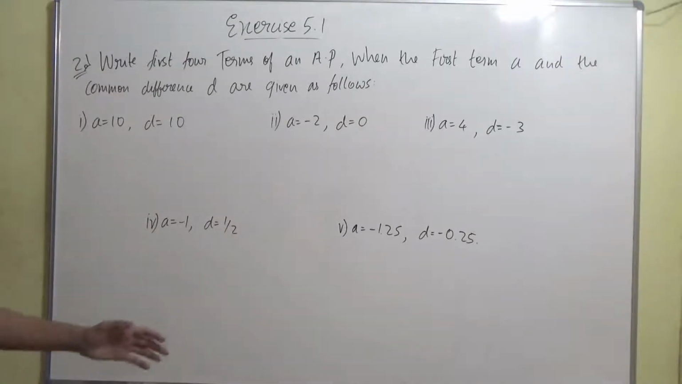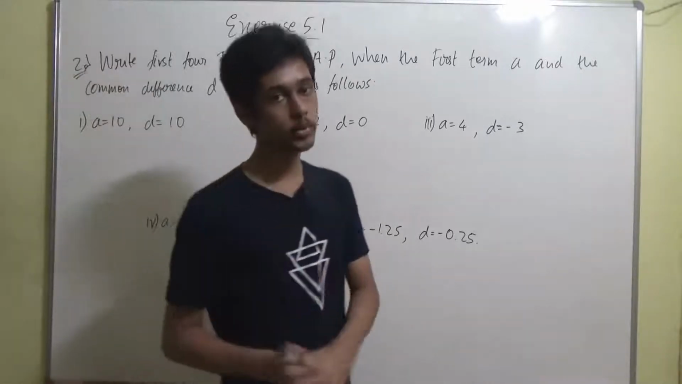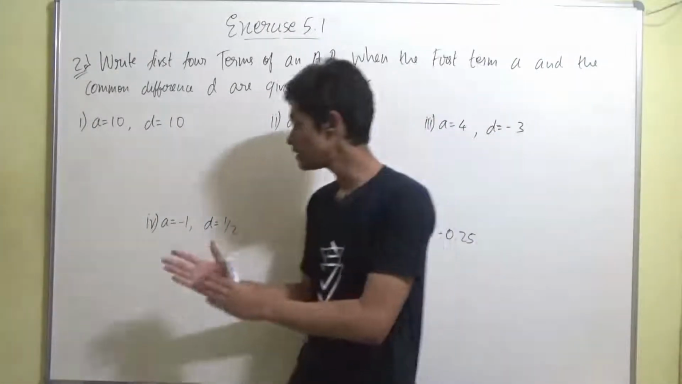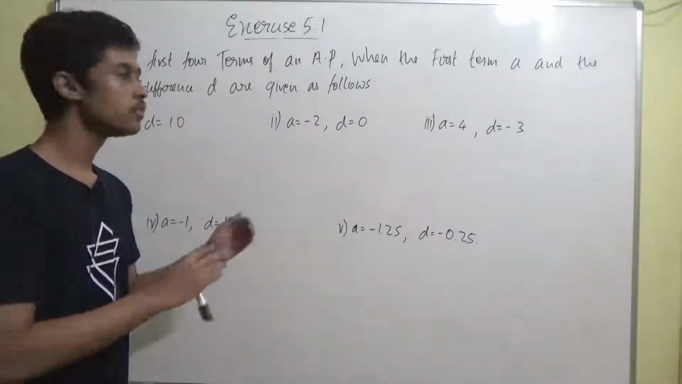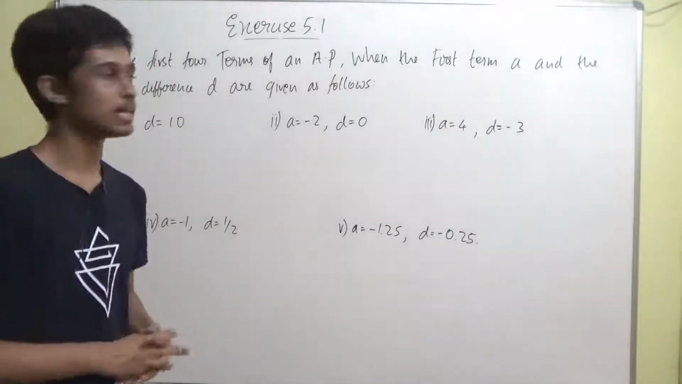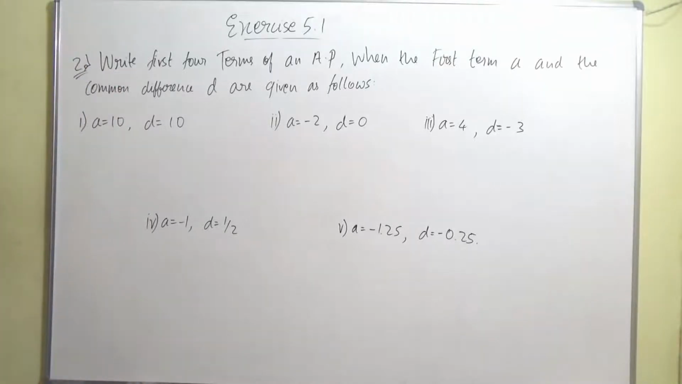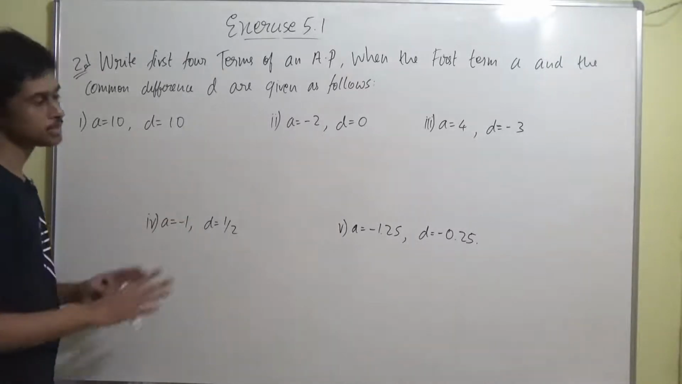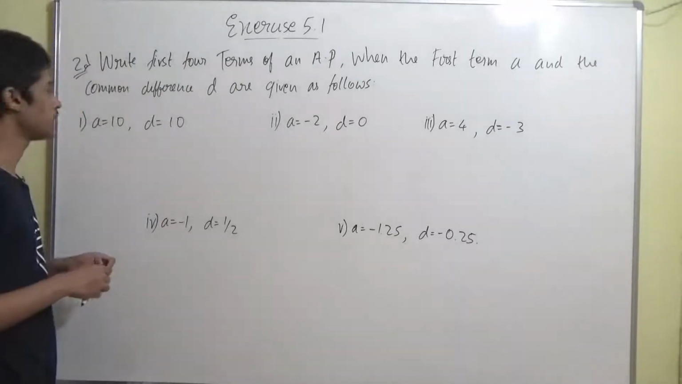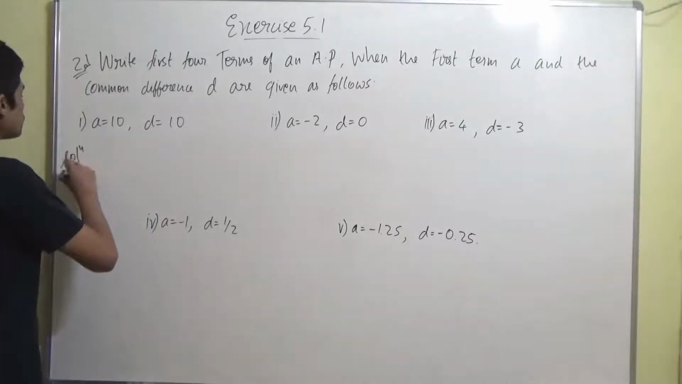Okay, guys, now let's go to the second question of your exercise, which says write first 4 terms of an AP when the first term A and the common difference D are given as follows. In the second question they have given us 5 sub questions, that is, 5 values of A and D. We have to just write the sequence because they have given A and D. They are all APs themselves. There's no need to tell whether it's an AP or not, like the previous questions. Let's go to the solution part now.